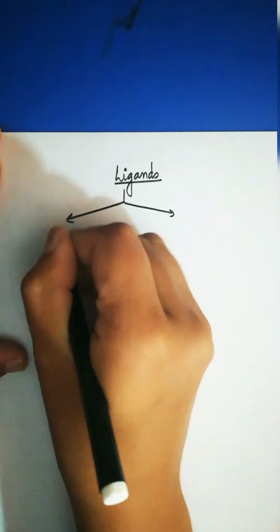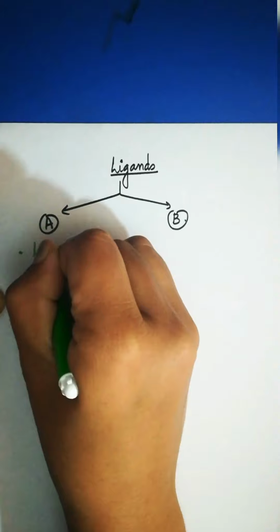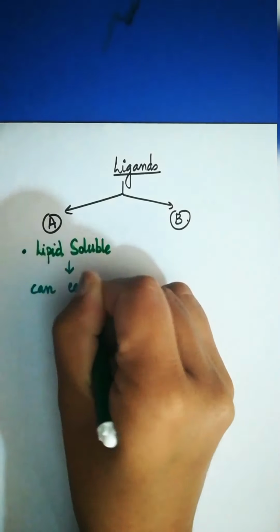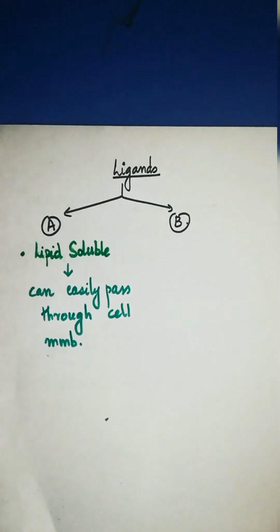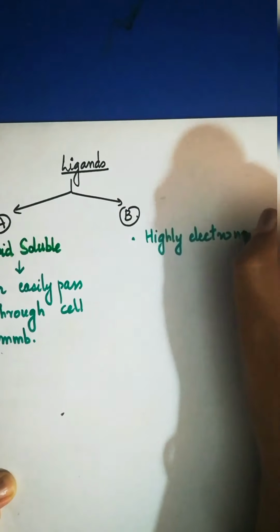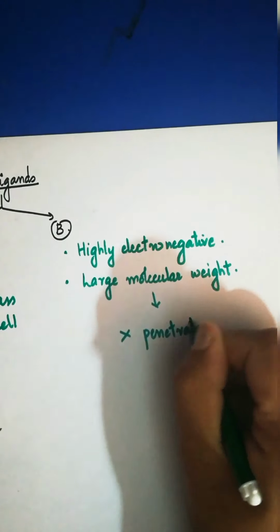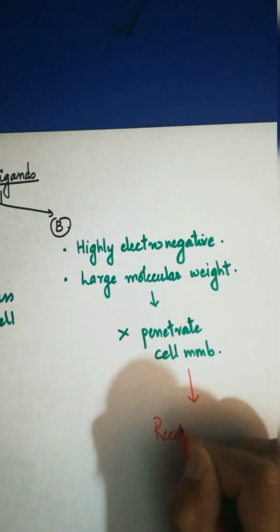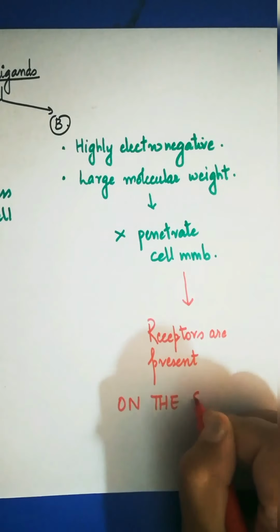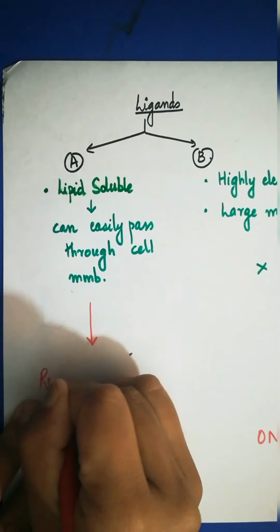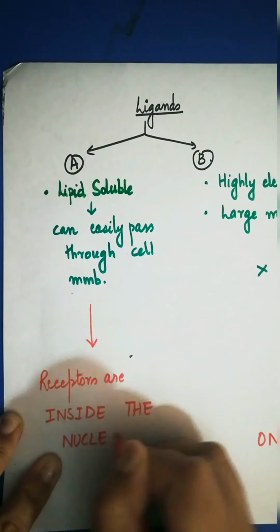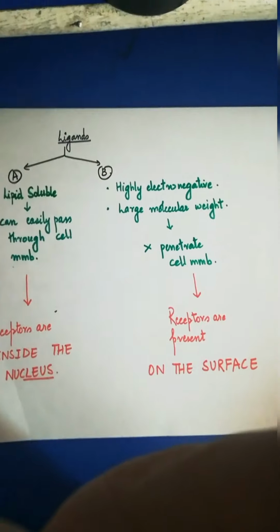Taking an example, suppose there are two ligands, A and B. Ligand A is lipid soluble and can easily pass through the cell membrane. And ligand B is a highly electronegative, large molecular weight compound, so it cannot penetrate the cell. When it cannot penetrate the cell, the receptors are present on the surface of the cell. And for ligand A, the receptors are present inside the nucleus because it's lipid soluble.